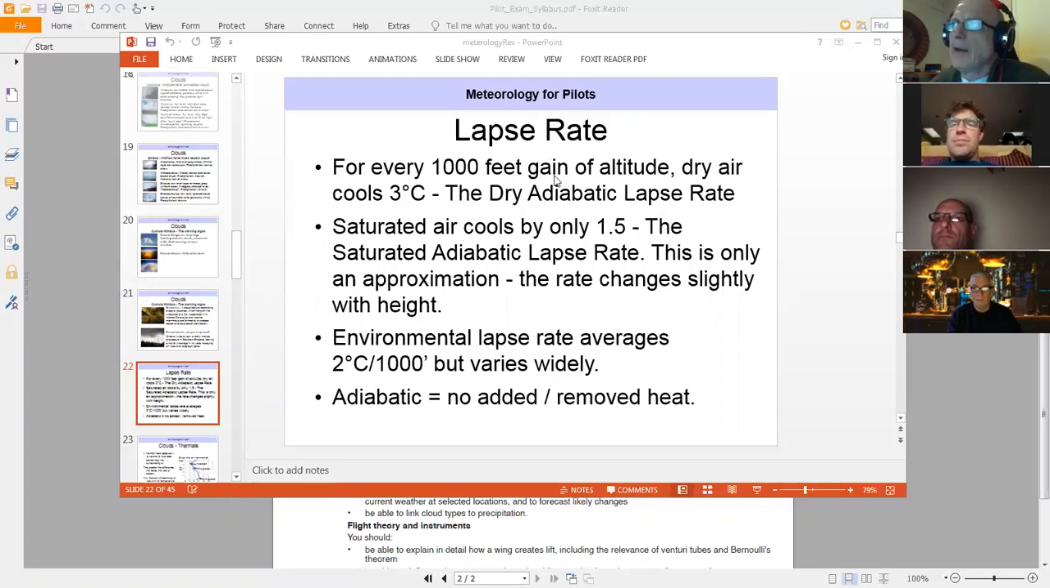As long as it's dry, it cools at this rate of 3 degrees C per 1,000 feet. If you're in metric, convert it, but I'm going to stick with these units. Once it becomes saturated, in other words, the water in it has condensed and you've got water droplets, it now cools at half that rate. It only cools at 1.5 degrees C for every 1,000 feet.